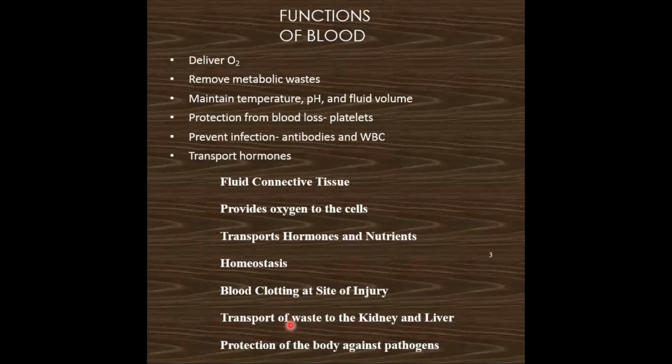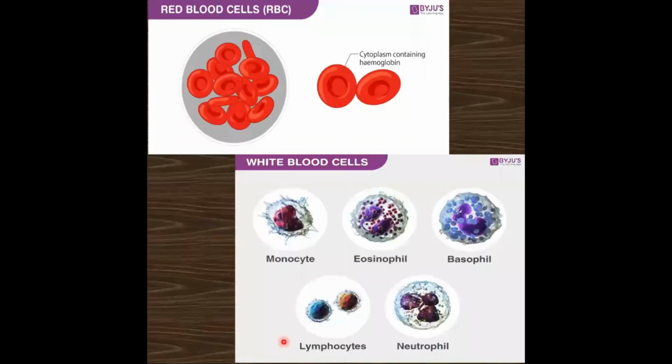Transport of waste to the kidney and liver. Blood enters the kidney where it is filtered to remove nitrogenous waste out of the blood plasma. The toxic chemicals from the blood are also removed by the liver. Protection of the body against pathogens. The white blood cells, the major blood cells that fight against infections, multiply rapidly during infections. To know more about blood, let's talk about its composition.